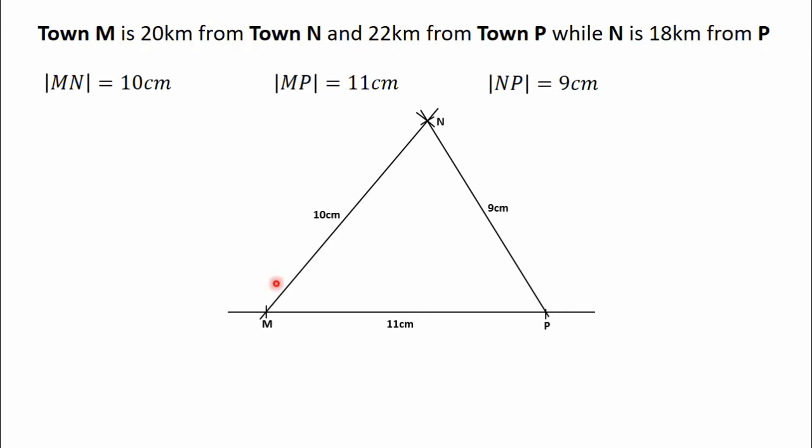We have now analyzed the first part of the question. By doing that, we have the triangle MNP, which shows the distances between the three towns. In the next video, we are going to analyze the second part of the question.